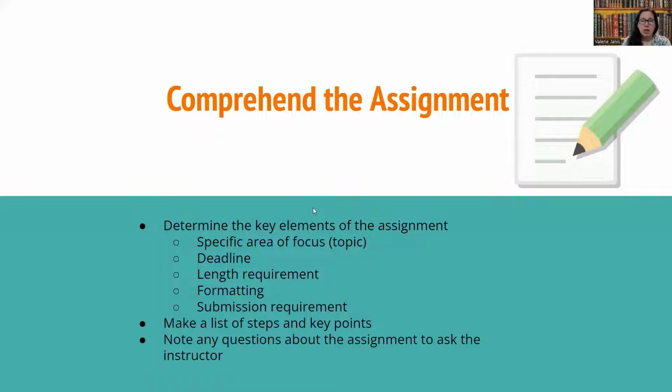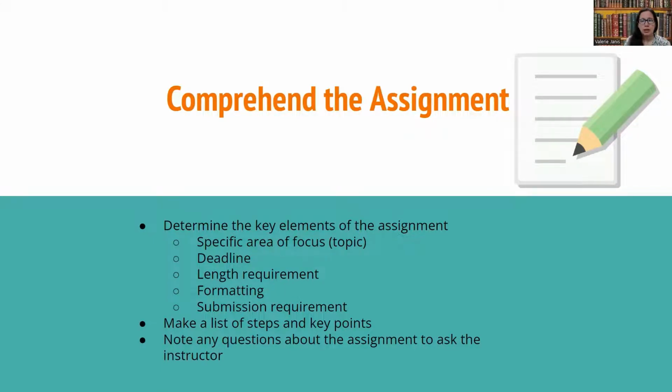First thing you need to do is comprehend the assignment. Think about what are the key elements of the assignment. Read over your assignment requirements. Are there specific areas that you have to cover or a topic that they're asking you to write about? What's the deadline for the paper? So then you know how much time you have to research and write the paper.